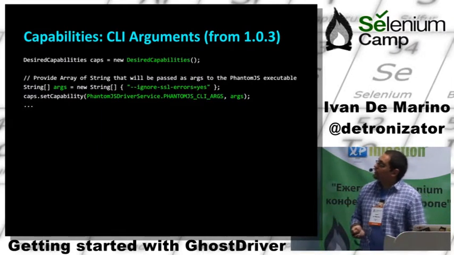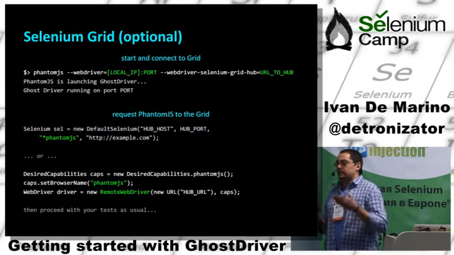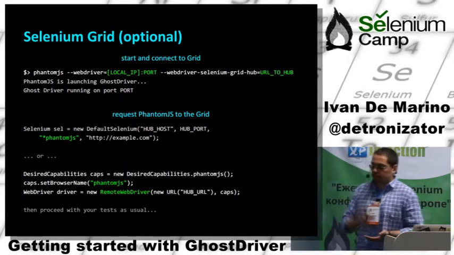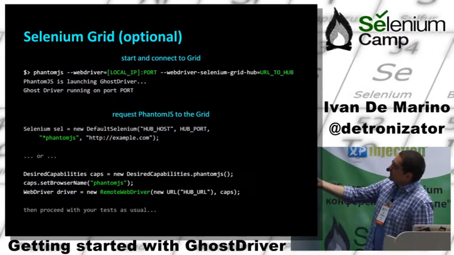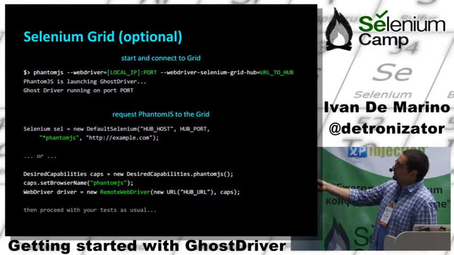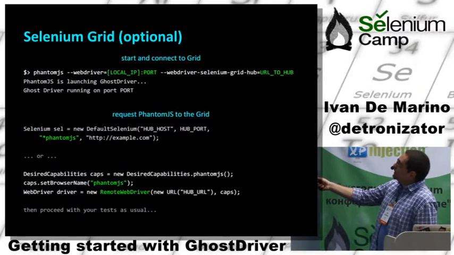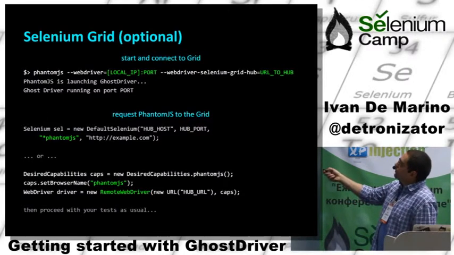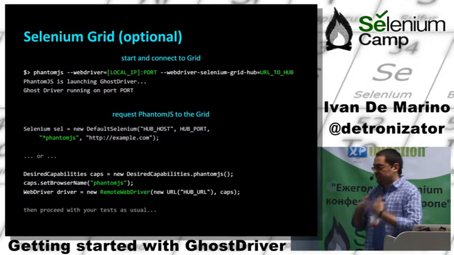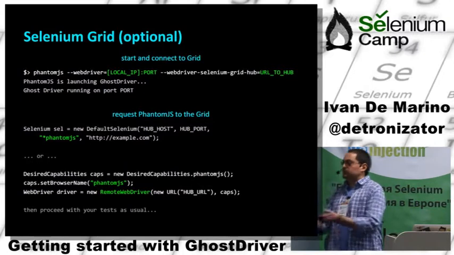An optional step can be to set up grid. If you have a Selenium grid running and you want to register your PhantomJS process to it, so that you can ask your grid, give me a PhantomJS instance and run my test in PhantomJS, I added a couple of command line parameters to PhantomJS. It assumes, if you don't provide anything, that you are running on localhost, the port, and then with this parameter here, WebDriver Selenium Grid Hub. It's a bit of a long name, but you put here the URL to your hub. At that point, PhantomJS has registered itself against your Selenium hub, and after that, you will run your test in PhantomJS as well.